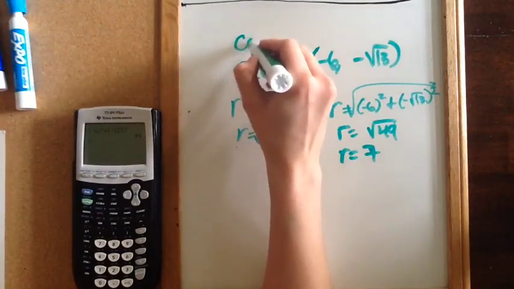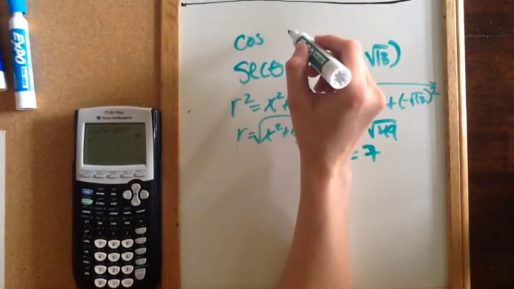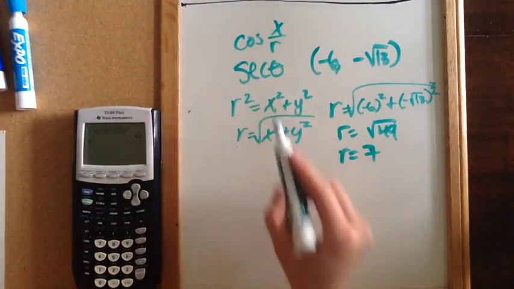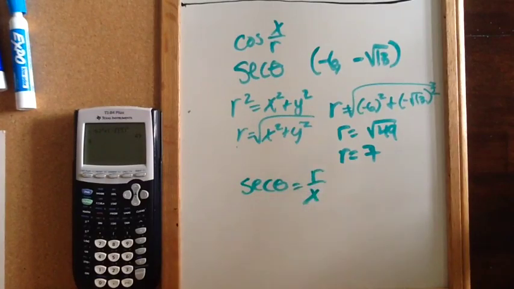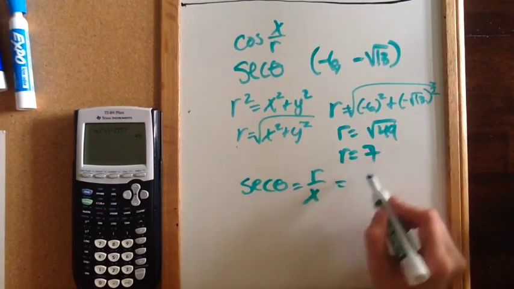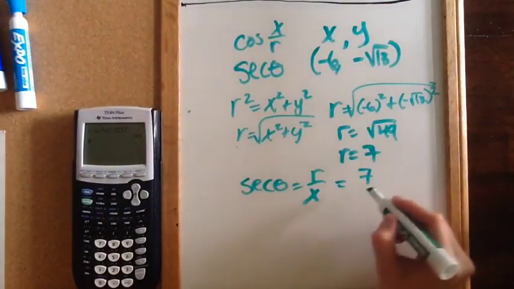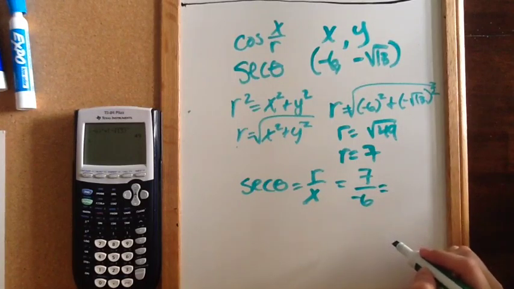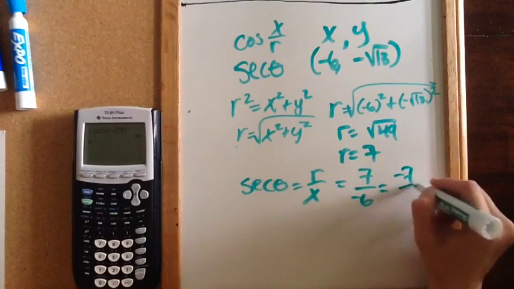The secant goes with cosine. Cosine is the x value over the r value, but we're going to flip that. So the secant of theta is going to be r over x, which means that I have 7 over the x value. Remember, this is x comma y, so I have 7 over negative 6. Like I said, it's a little bit unconventional to have the negative in the denominator, so I'm going to rewrite it as negative 7/6.